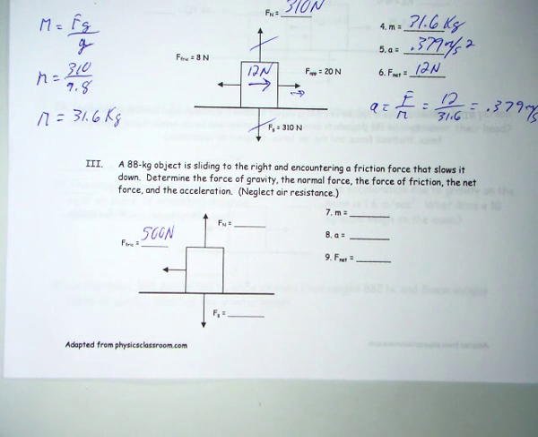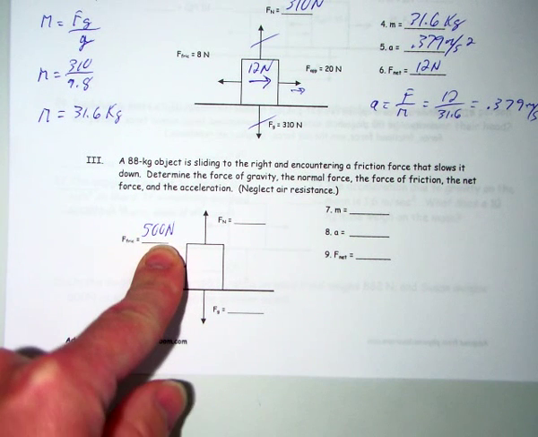This one says an object is sliding to the right. It's encountering a frictional force that slows it down. Determine the force of gravity, the normal force, the force of friction, the net force, and the acceleration. Now all we do is we start out with 500 newtons. That's our force of friction.